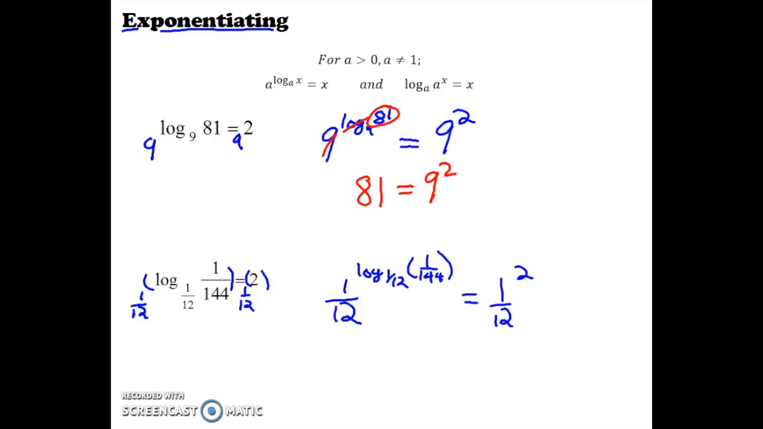Again, just like before, since our log has the same base as our exponent, these two things cancel each other out, and we're left just with what was left inside of the log. So our final answer might look like this. 1 over 144 is equal to 1/12 squared. Right? And again, this should look pretty right because 1 squared is 1, and 12 squared is 144. So again, that should be making a whole lot of sense, hopefully.